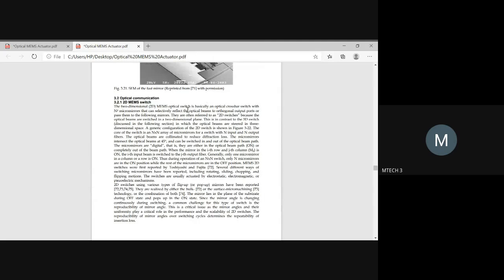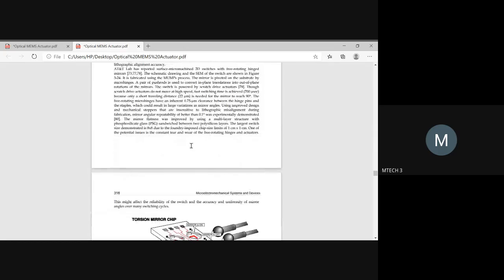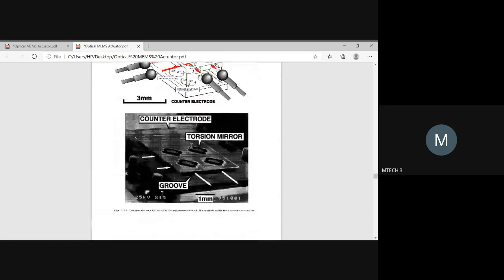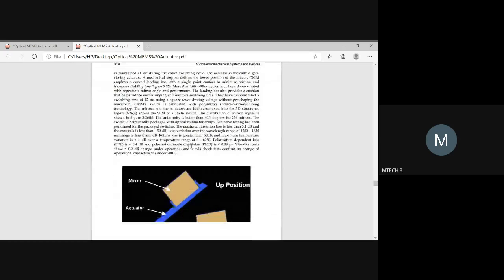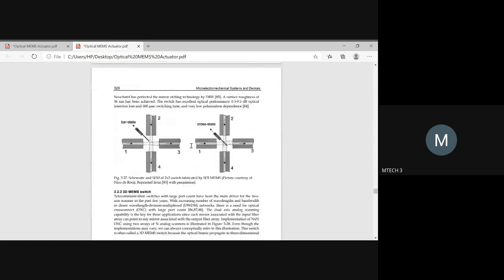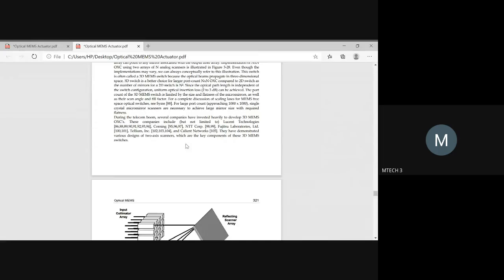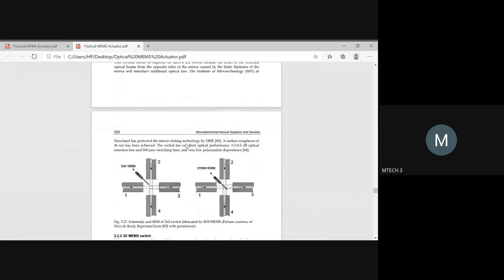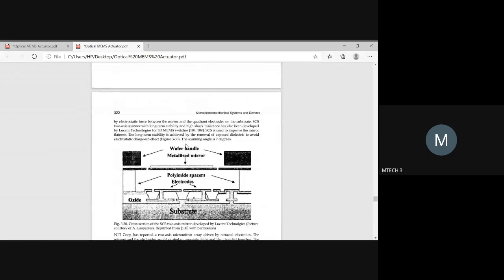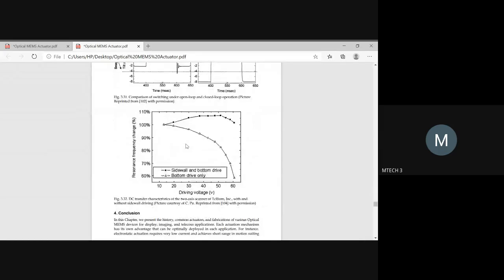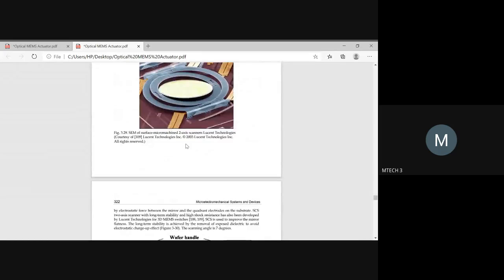And apart from this, in optical communication, you can have some 2D MEMS switches also. So based on that, some information is also given. So kindly go through this paper. It is a very lengthy one, but it is worth reading. So you have the 3D MEMS switch and the 2D MEMS switch also as a part of application. The main thing I have covered.